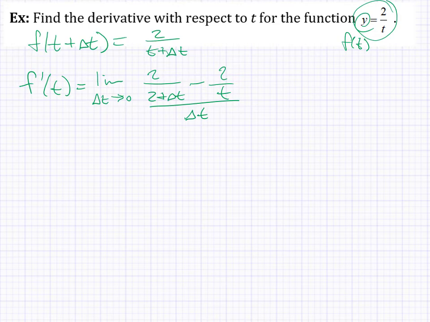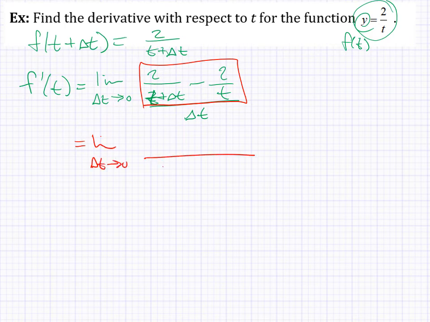Again, the problem is delta t is going to 0. I can't just plug 0 in here and make 0 in the denominator, and we have all kinds of issues. Instead, we're going to work with this fraction. I'm going to combine these two fractions and actually subtract them, so find the common denominator, put them together, and work with it that way. The common denominator there would be t times t plus delta t.